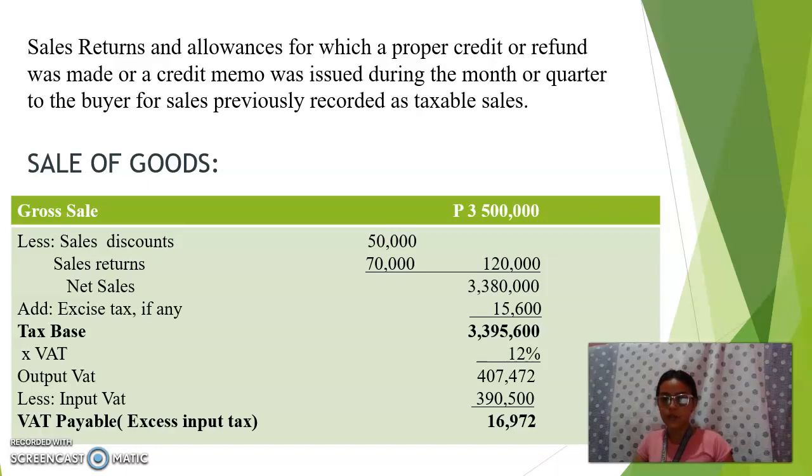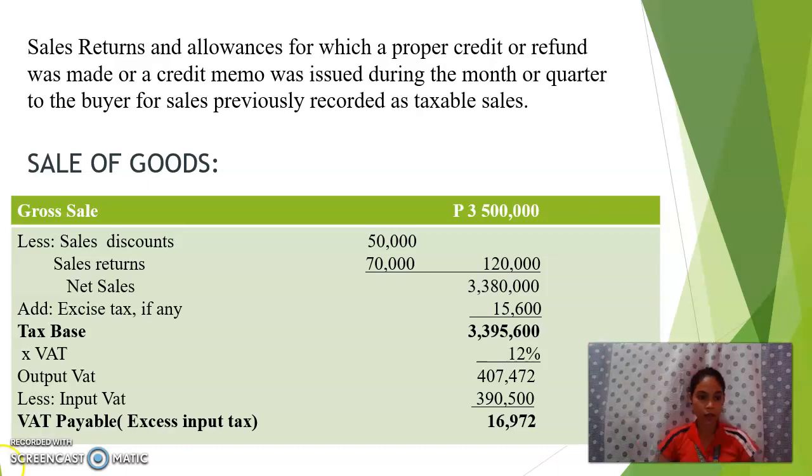Then output VAT 407,472 less the input VAT 390,500. VAT payable, 16,972. Okay, next example.